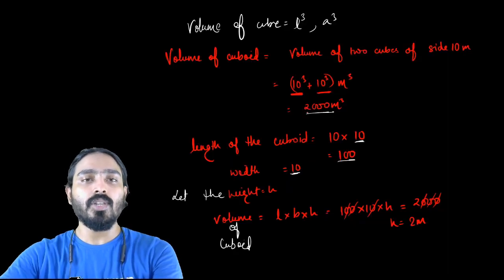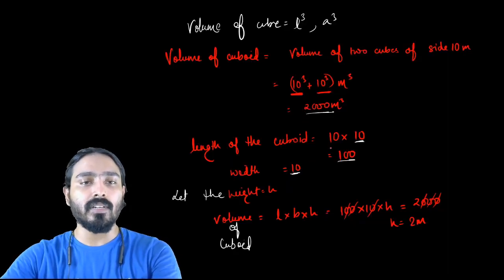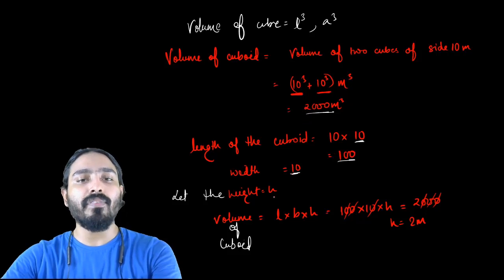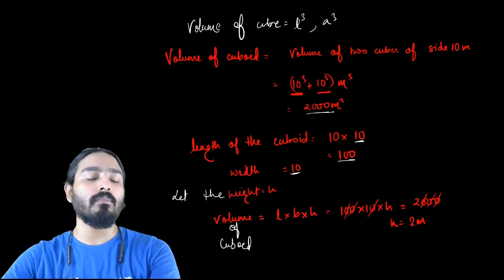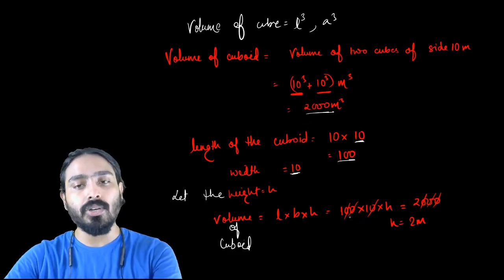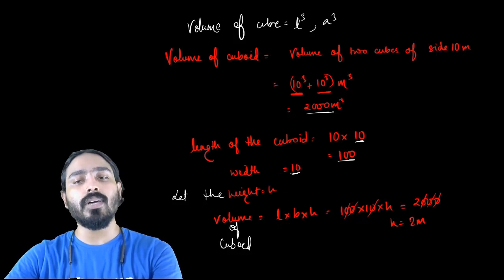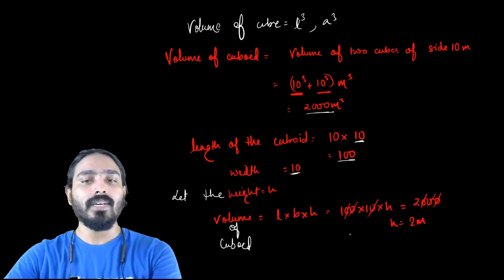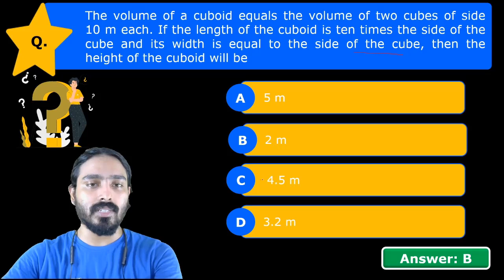So it is 10. Now we have got the volume, we have got the length, we have got the width, we have to find the height. So using the formula for volume, that is L into B into H, 100 into 10 into H is equal to 2000, so H is equal to 2 meters. So yes, 2 meters is our answer.